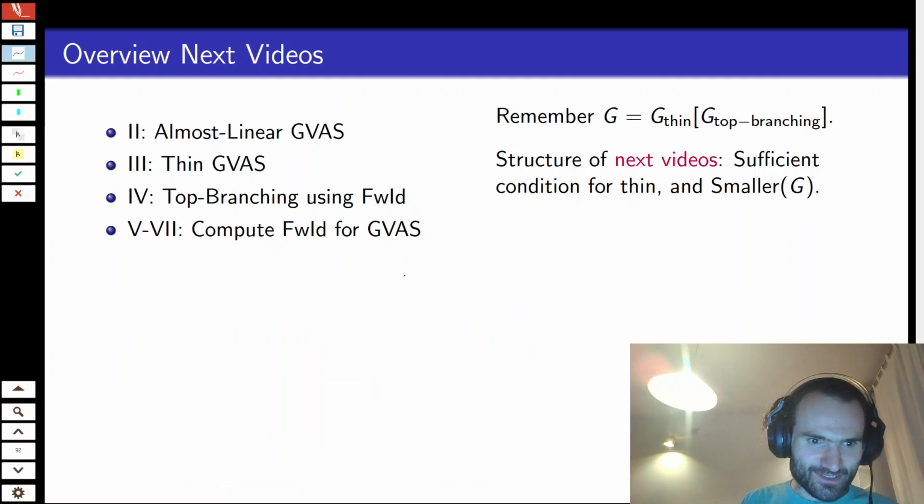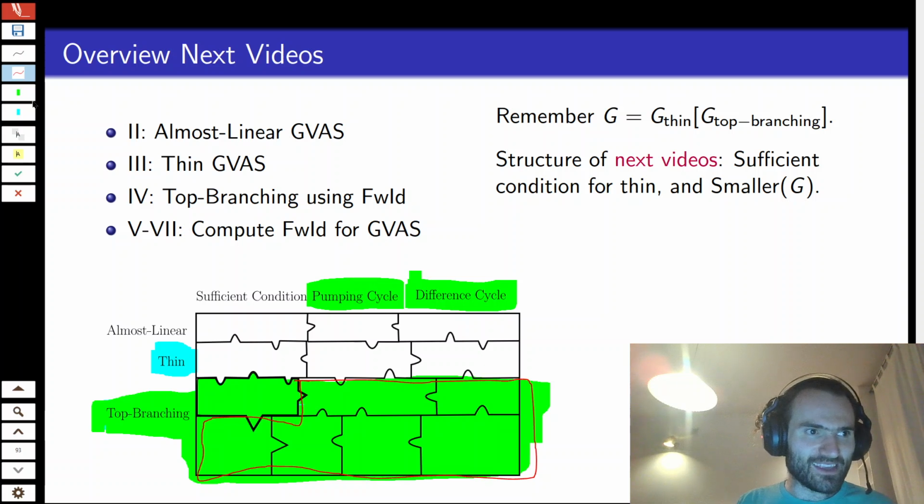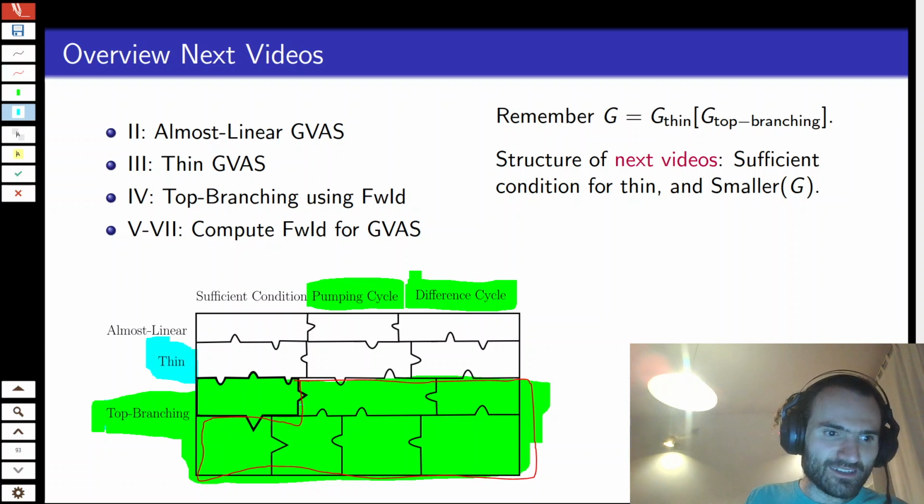And well, as you can see, I drew here 6 parts. That's not a mistake. This will actually be surprisingly complicated. The decomposition will not be as straightforward as we want. All these 6 puzzle pieces will together imply the decompositions. But okay, that's it for top branching. What we also need, however, is we need to deal with thin. And in order to deal with thin, we will next time deal with a subcase called almost linear.